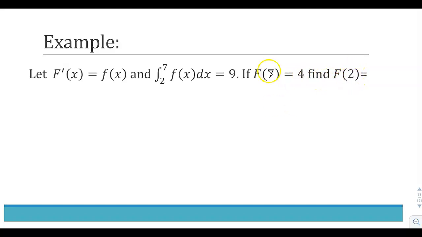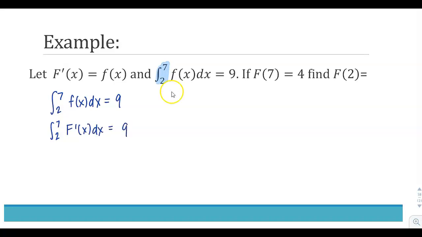So notice that 2 and 7 are my limits of integration on the definite integral. So here, what we're going to go ahead and do is think about it like this. The integral from 2 to 7 of f of x dx is equal to 9. What we know about little f of x is that it's equivalent to big F prime of x dx. So this must also be equal to 9.